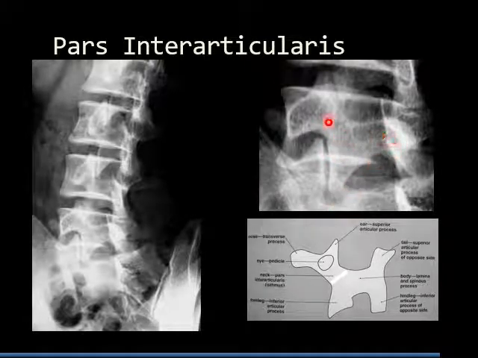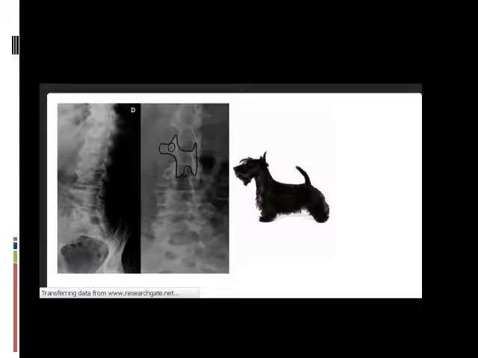So look for this very nice Scotty dog, and it is very important to tell if we have interruption of its neck, to tell that we have pars interarticularis defect. Again, Scotty dog.